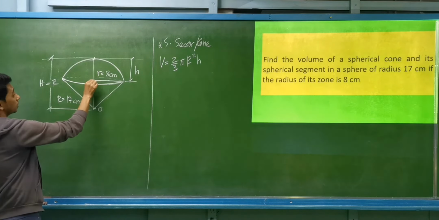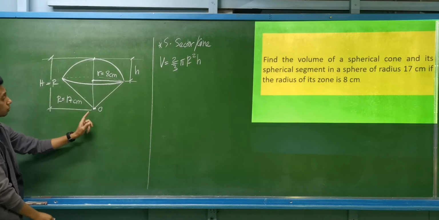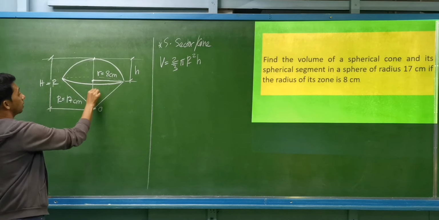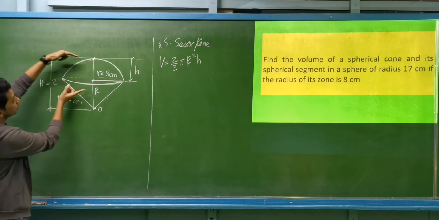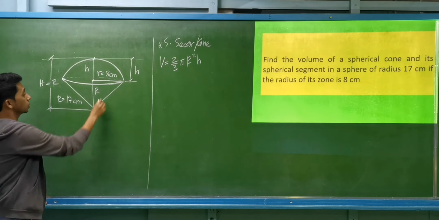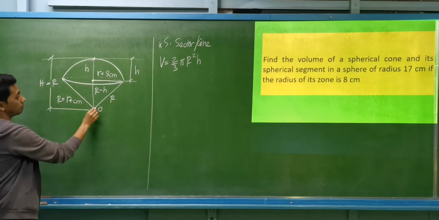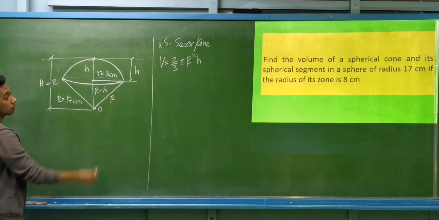So what is this distance? If you consider from the center of the base of the zone to the center of the sphere, that is the radius minus, what is this distance? That is the height of the zone, h. So this is r minus h, and this is the radius. From the center to the surface is the radius.